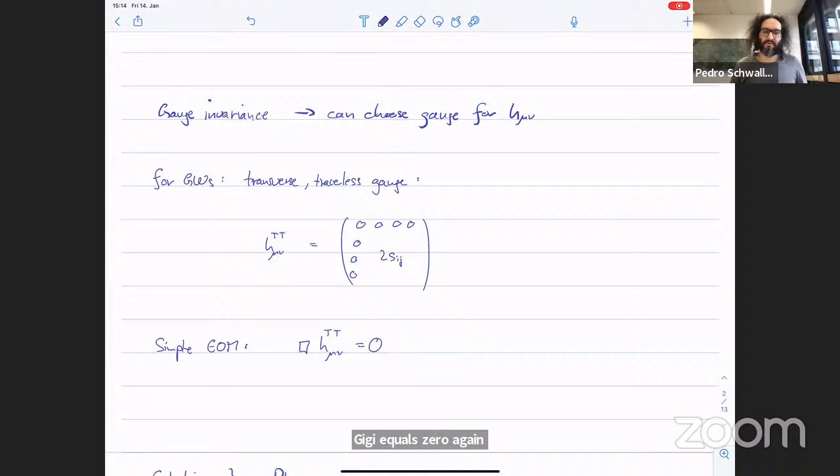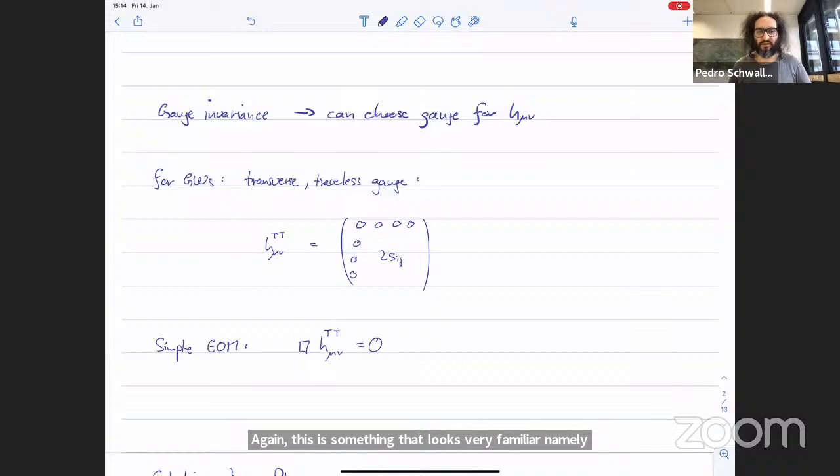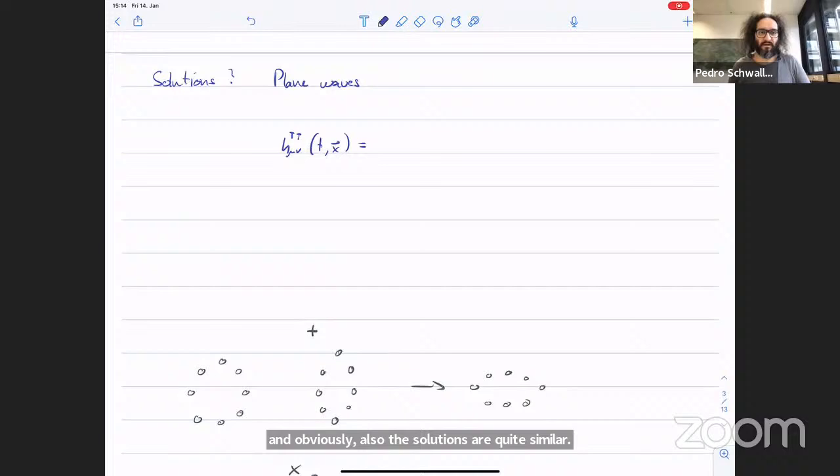Again, this is something that looks very familiar, namely it's exactly the same form that you can also find for the equation of motion for electromagnetic waves. And obviously, also the solutions are quite similar. Namely, the solutions to these linearized equations of motion, maybe I keep it like this, are the so-called plane waves.